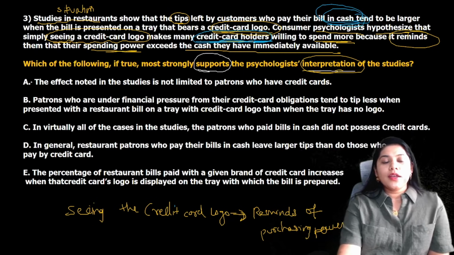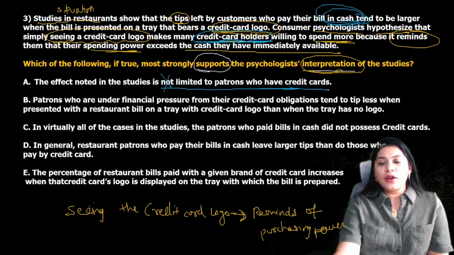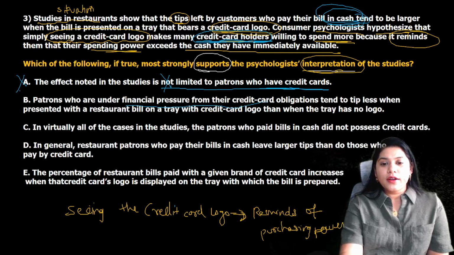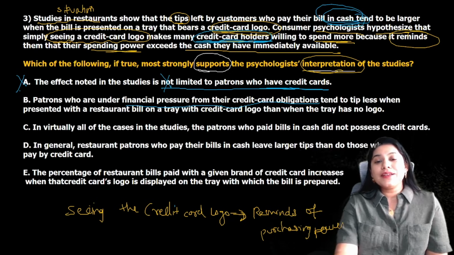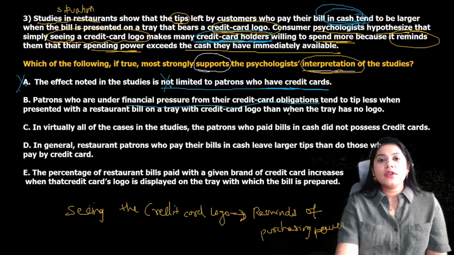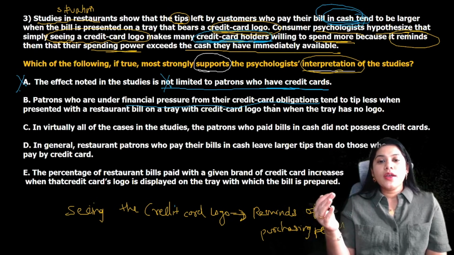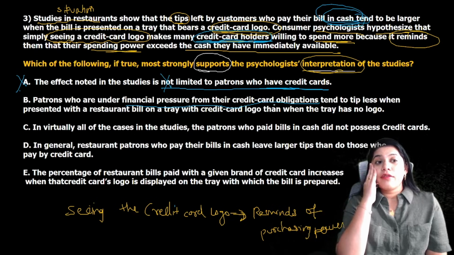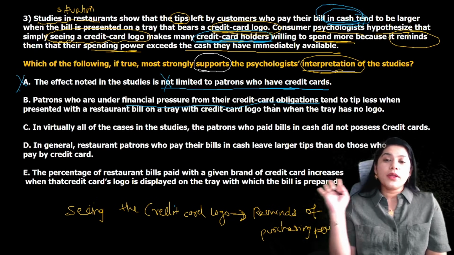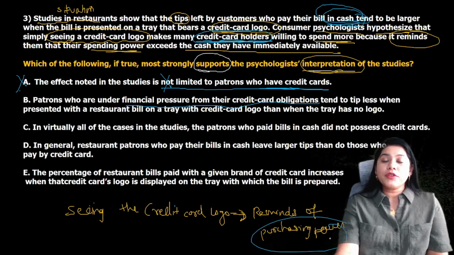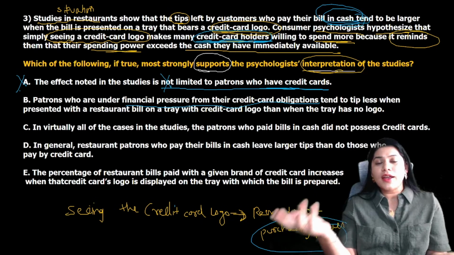Okay. The effect noted in the studies is not limited to patrons who have credit cards. It is limited to only people who have credit cards. Clearly mentioned. So no, wrong. Patrons who are under financial pressure from their credit card obligations, as in, if I am yet to pay my credit card dues. I have already maxed it out by swiping a lot last month, and now I go to a restaurant. The credit card logo will remind me, oh God, I have a lot of bills to pay through my credit card. I can't pay a bigger tip right now. So it will remind me of my purchasing power in a negative way. When I have the money in my credit card, it reminds me in a positive way that I can pay more.